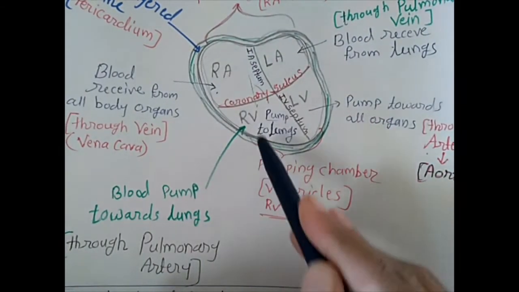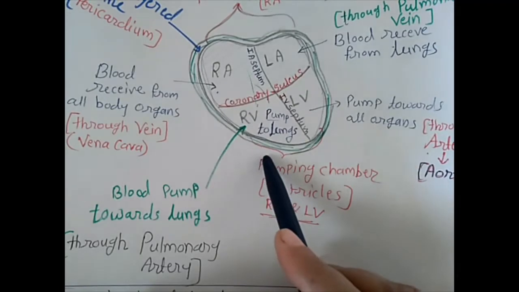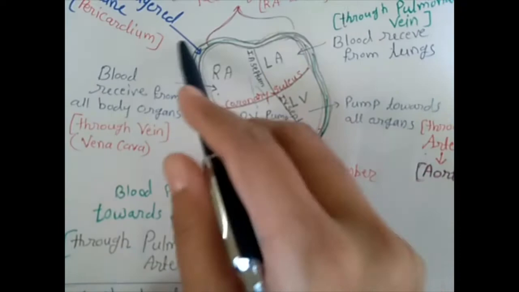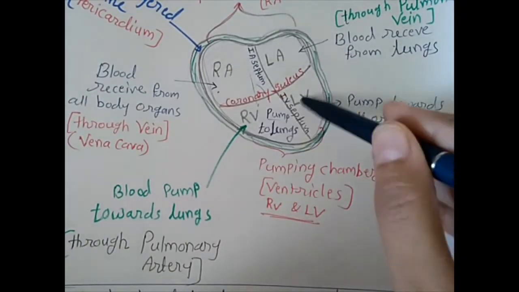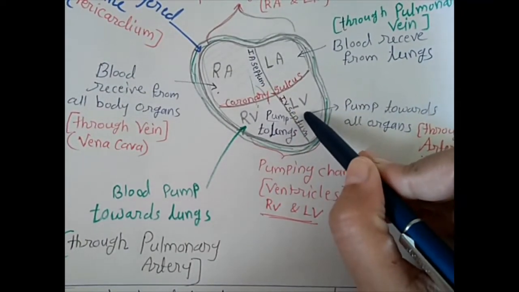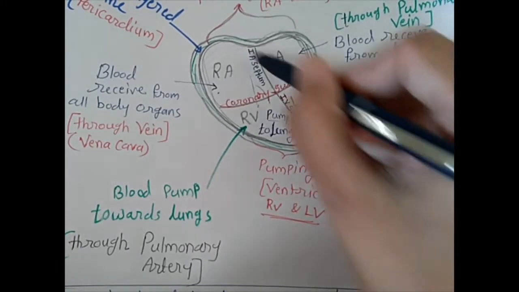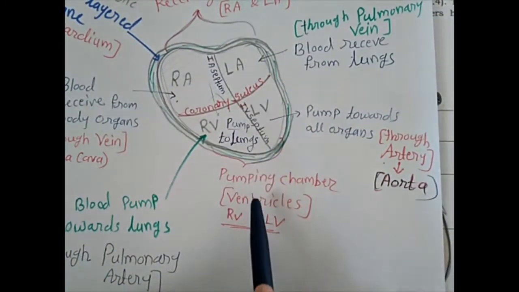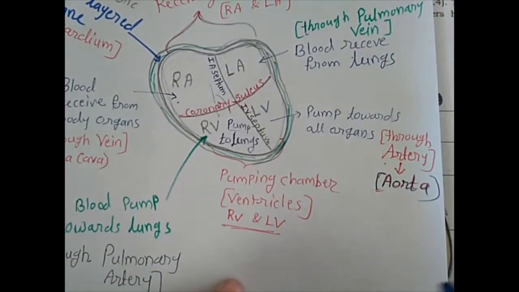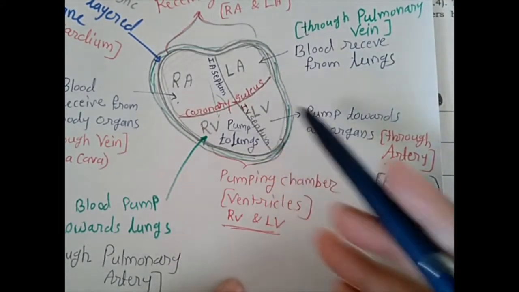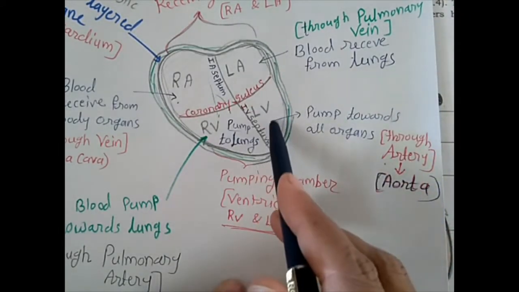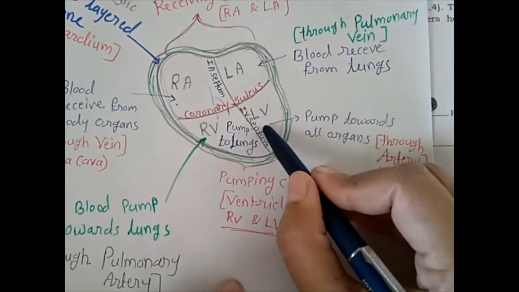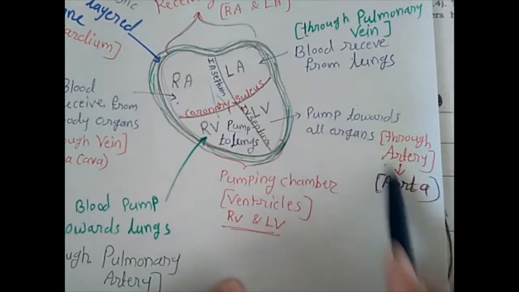From the right ventricle, blood is pumped out of the heart towards the lungs, that is deoxygenated blood. And from the left ventricle, the blood is pumped out towards all body parts, and that blood is oxygenated. Obviously we need oxygen, that's why our heart gives us oxygenated blood, purified blood with oxygen, pumped out from the left ventricle towards all body parts.